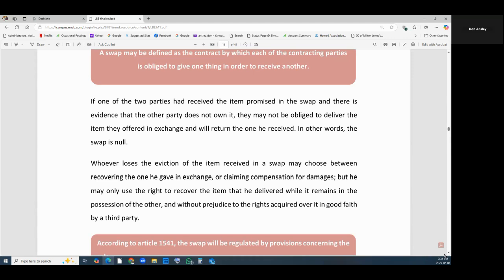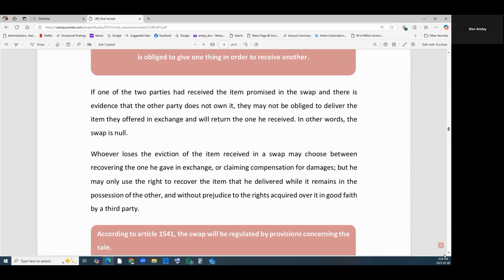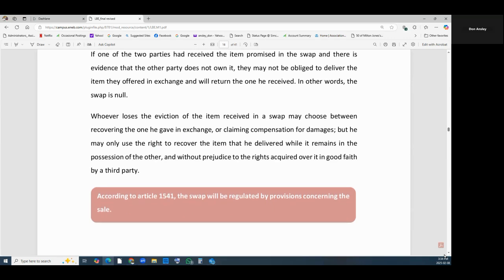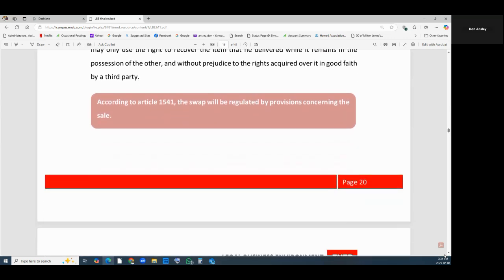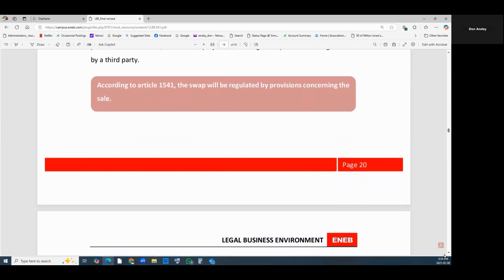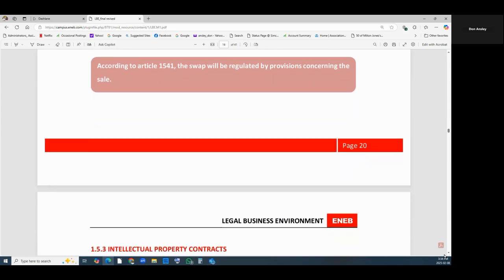Whoever loses by eviction the item received in a swap may choose between recovering the one he gave in exchange or claiming compensation for damages, but he may only use this right to recover the item he delivered while it remains in possession of the other, without prejudice to the rights acquired over it in good faith by a third party. Indeed, there is a provision that regulates swapping.